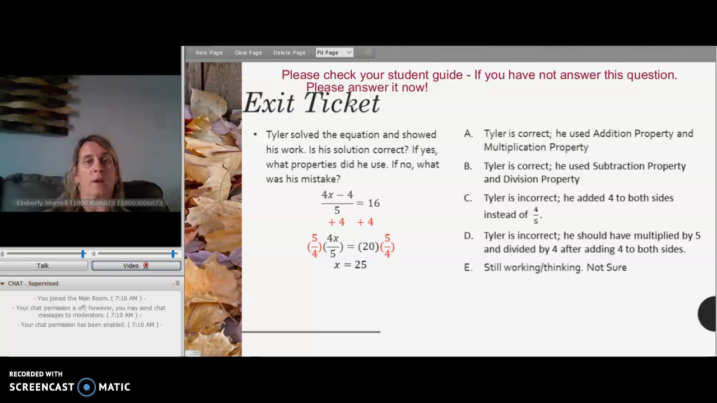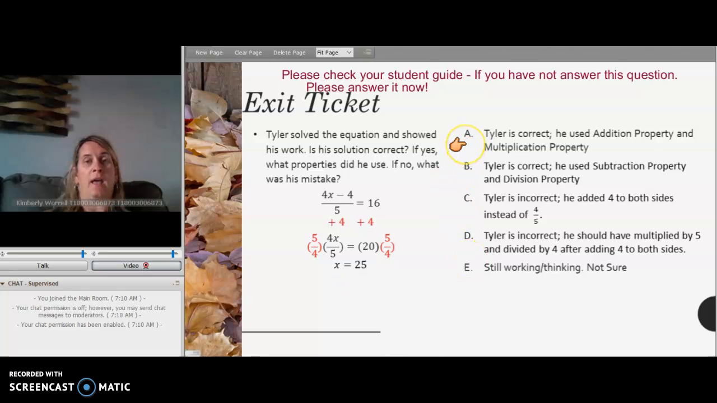Tyler solved the equation and showed his work. In his solution, is his solution correct? If yes, what properties did he use? If no, what was his mistake? So here's the work. Here's the equation. 4x minus 4 divided by 5 equals 16. This is the work he did. He added 4 to both sides, and this is what he got in black. And then what he performed, he did in red, and he got this final answer.